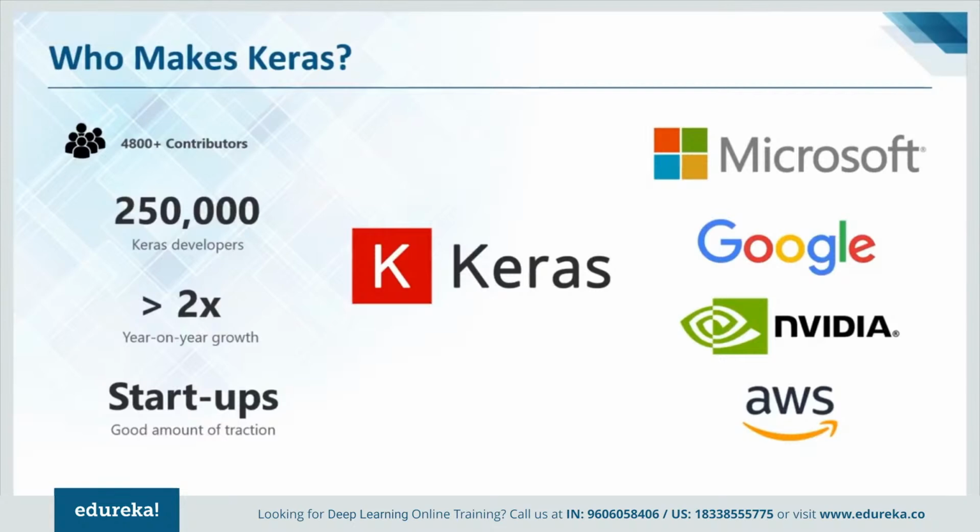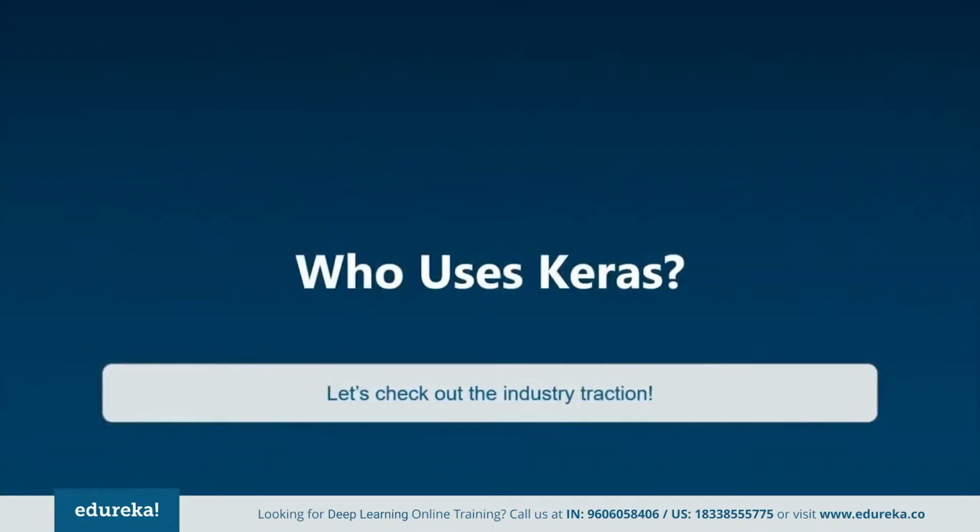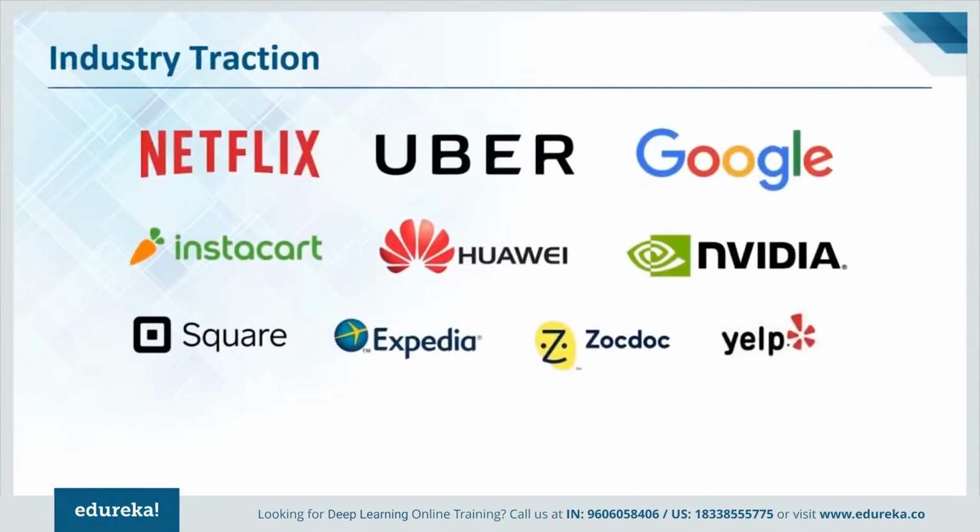Good enough? So at this point, I'm sure all of you are curious about who uses Keras. Well, Keras has an amazing industry traction and it is used in the development of popular firms like Netflix, Uber, Expedia, Yelp, and more. Well, now that you know, the next time you watch a movie on Netflix or book an Uber, you know Keras is being used.